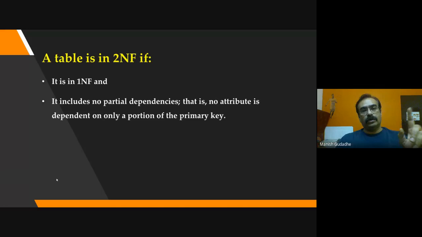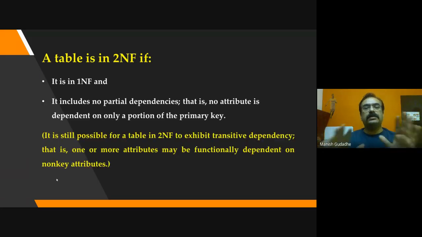So is it true for all the tables which we have prepared, all the relations which we have as a resultant of decomposition? Yes, it is following this definition. But it is still possible that a table in second normal form exhibits transitive dependency. So that is the thing which we are going to address.